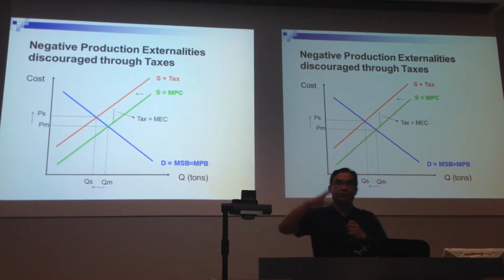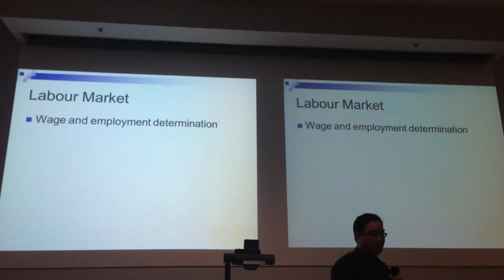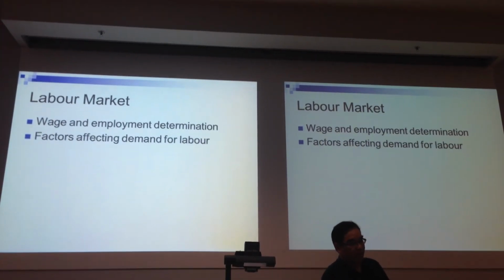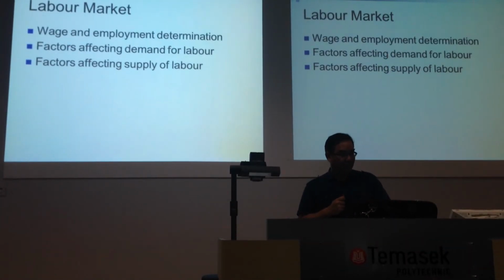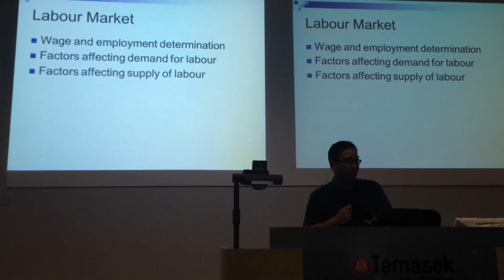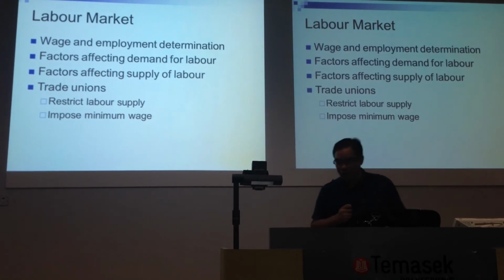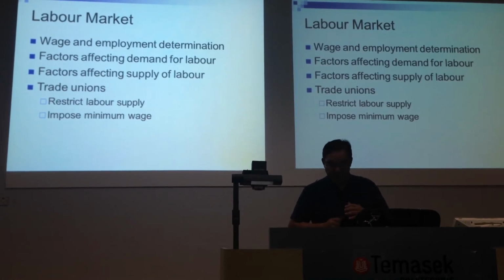Okay, and finally the last topic, right, the topic that we just covered, okay, labor market. Okay, so just to summarize, we looked at how wage and employment is determined. What are the factors that affect the demand for labor and the supply of labor? How trade unions can increase the wage rate either by restricting the labor supply or imposing a minimum wage rate.